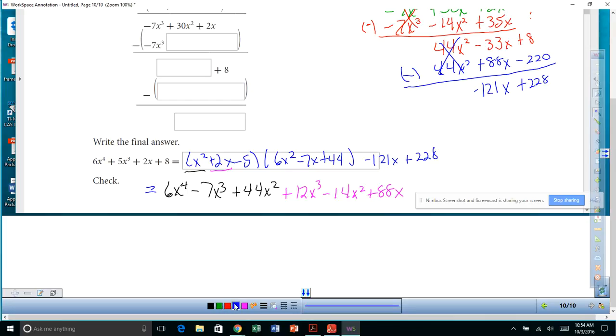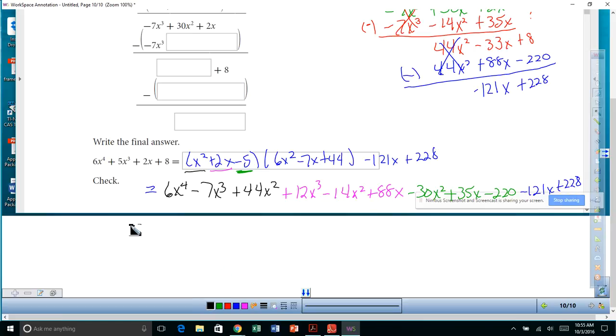Now let's do the negative 5. I'm going to use a different color. Let's do this in here. Negative 5 times 6x squared would be minus 30x squared. Negative 5 times negative 7x would be plus 35x. Negative 5 times 44 would be minus 220. And then we have our remainder, minus 121x plus 228.